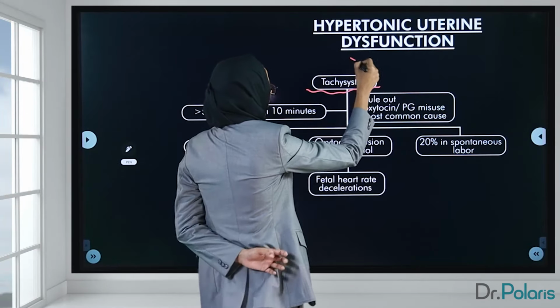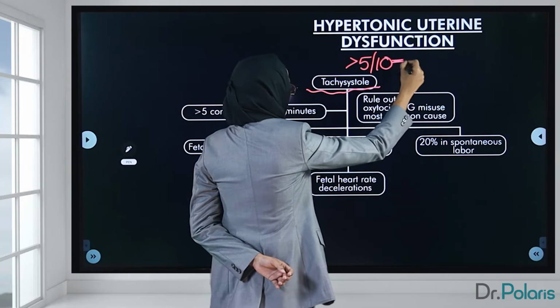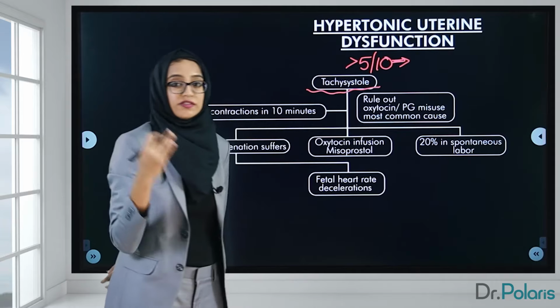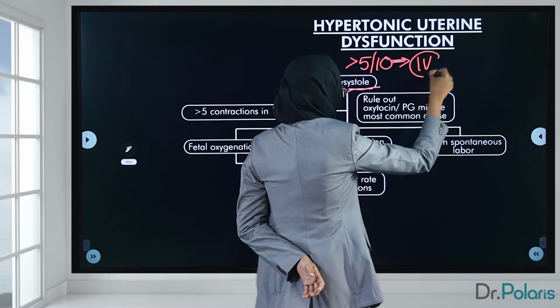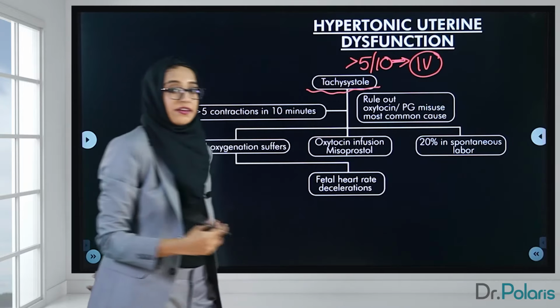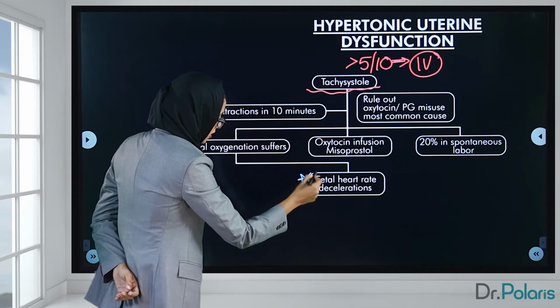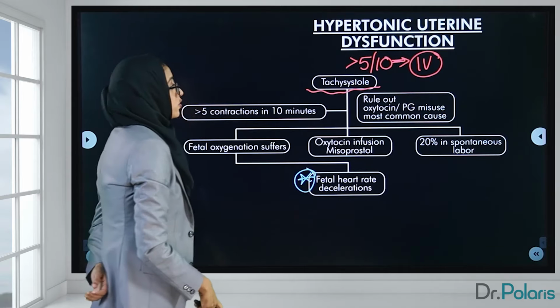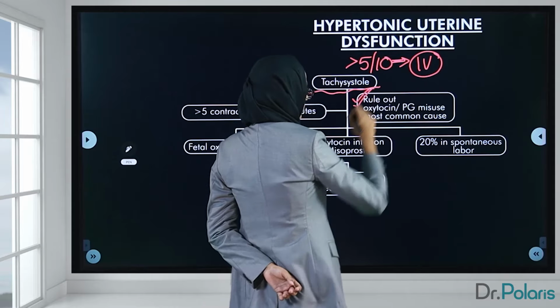Tachysystole means the woman is having more than 5 contractions in 10 minutes. This is not going to give the uterus enough time to fill the intervillous space. So because of that, the fetus will not get freshly oxygenated blood regularly, and that is going to result in fetal distress. So most of the causes of tachysystole are due to intervention.